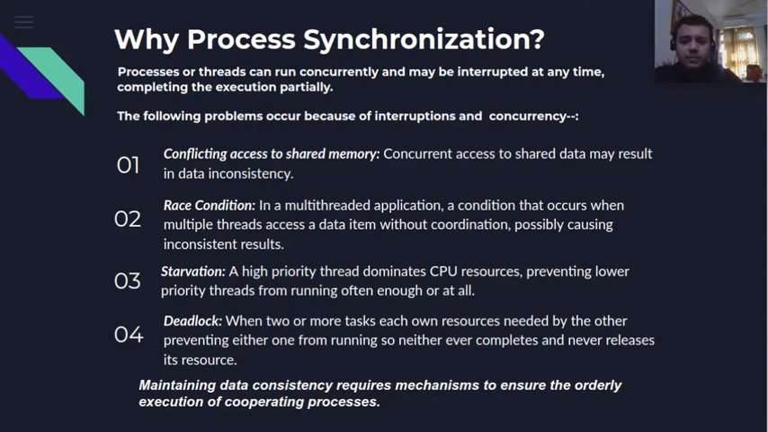So why do we need process synchronization? A process or thread can run concurrently and may be interrupted at any time, completing the execution partially. The following problems occur because of interruptions and concurrency. First is the conflicting access to shared memory, second race condition, third is the starvation problem, and fourth is deadlock. So maintaining data consistency requires mechanisms to ensure the orderly execution of cooperating processes.